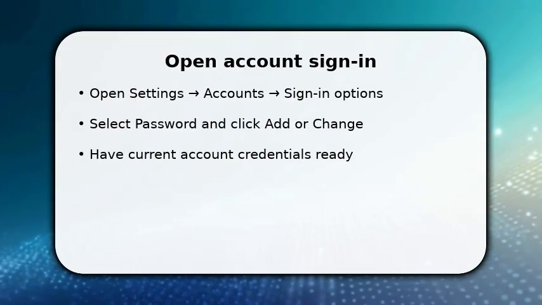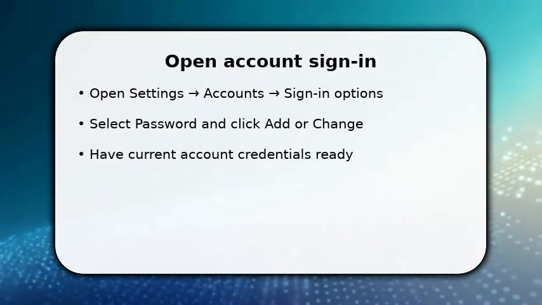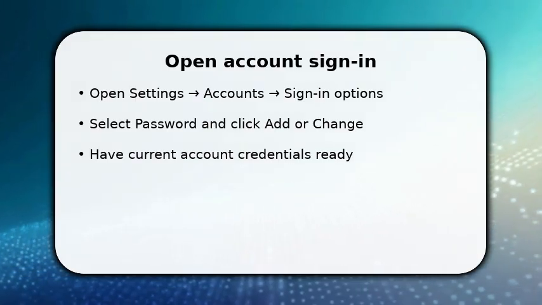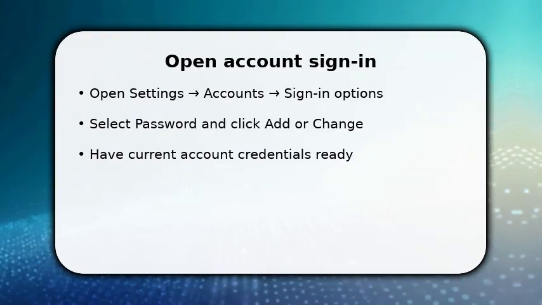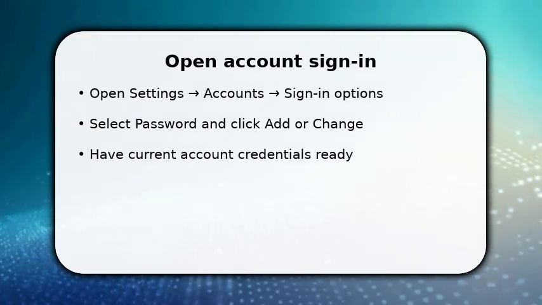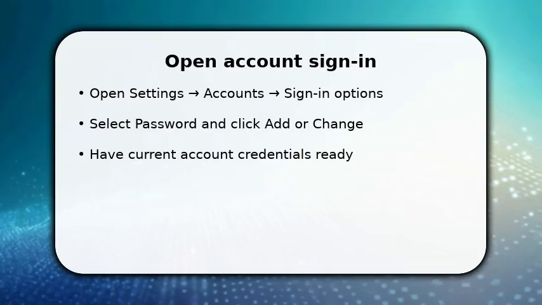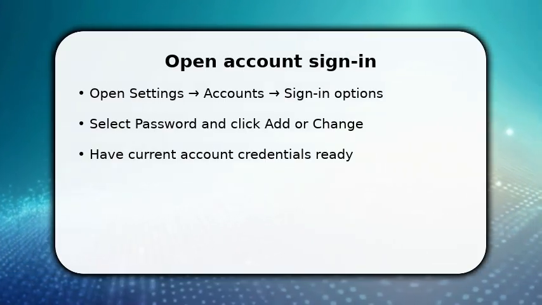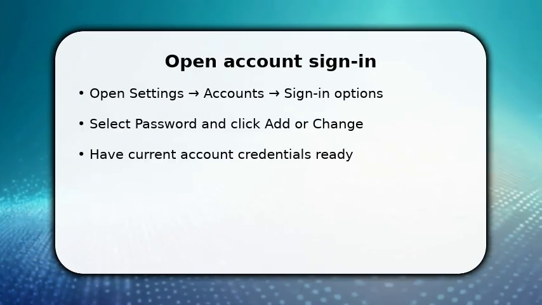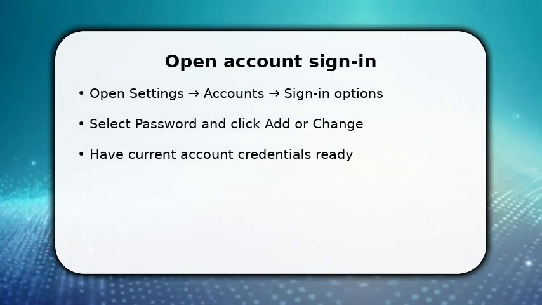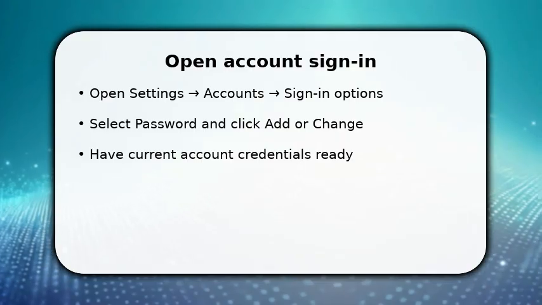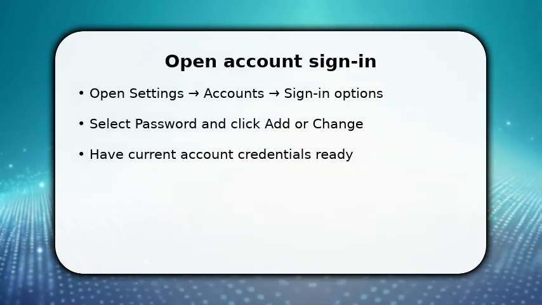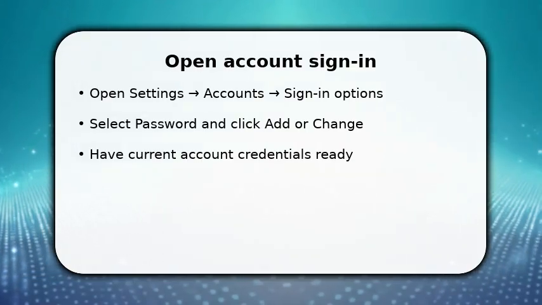You begin by opening Settings and going straight to Accounts, then Sign-in Options. This is where Windows or your OS stores authentication controls. Once there, select Password and choose Add or Change to start creating a new login secret. You should enter your current account passcode if prompted, then type your intended password twice to confirm. Make sure to pause and read any on-screen strength indicators so you don't create a weak password by accident.